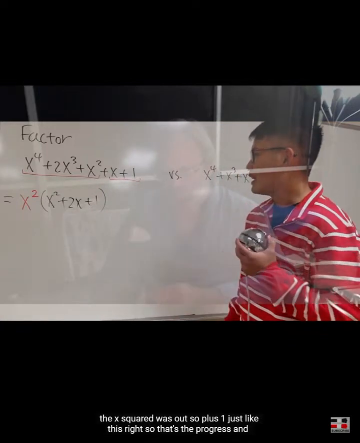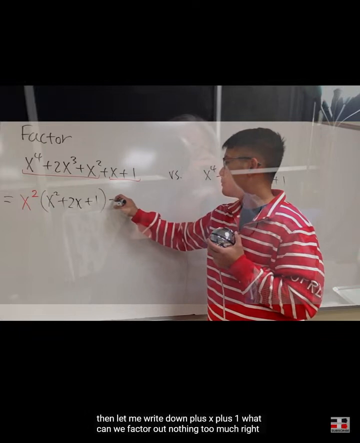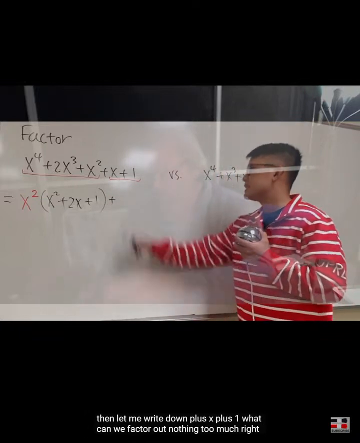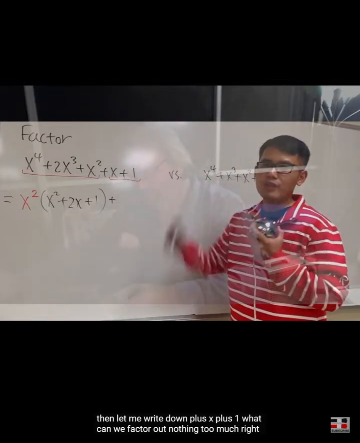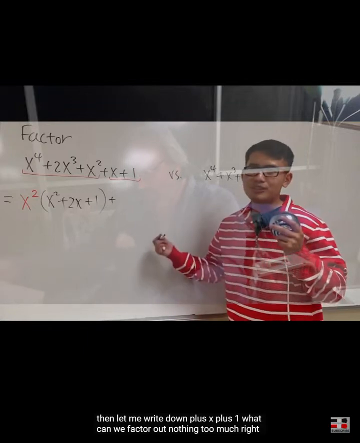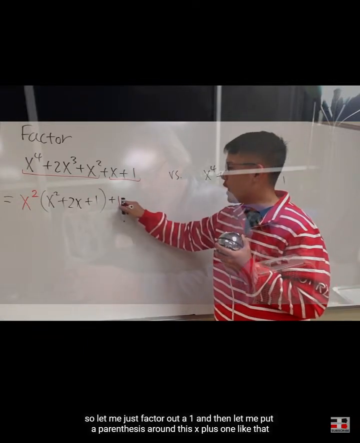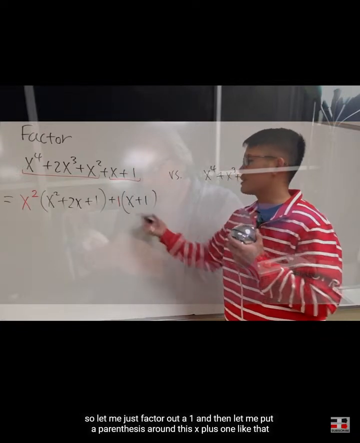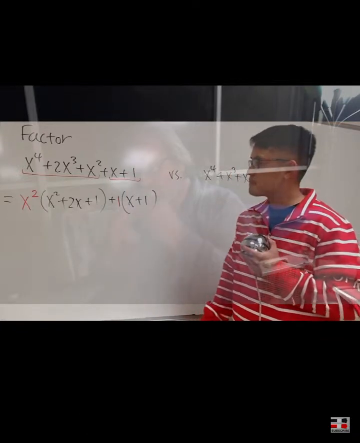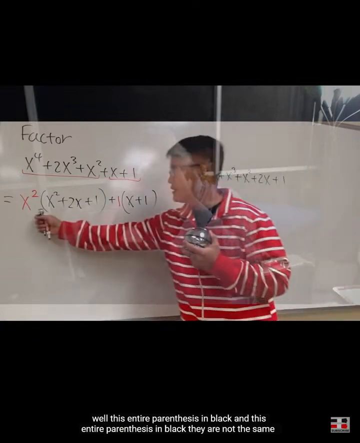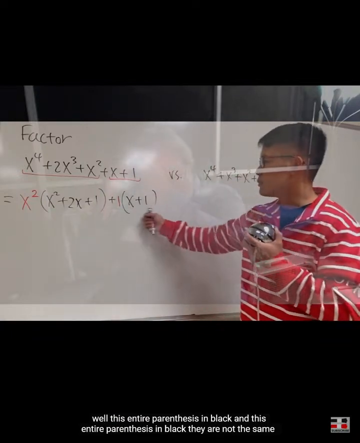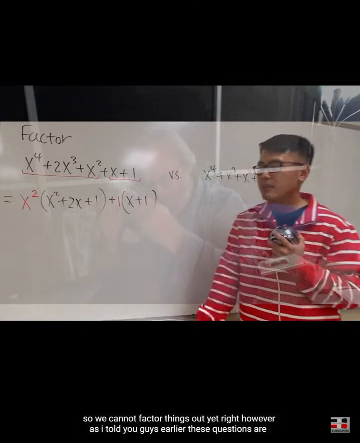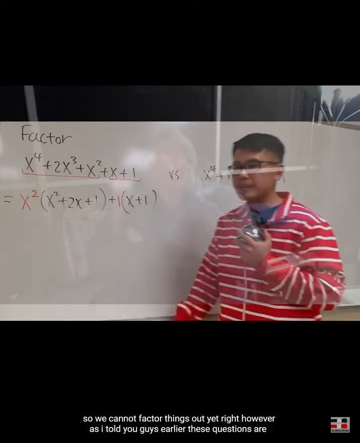So that's progress. And then let me write down plus x plus 1. What can we factor out? Nothing too much, right? So let me just factor out a 1, and then let me put a parentheses around this, x plus 1, like that. Well, this entire parentheses in black and this entire parentheses in black, they are not the same, so we cannot factor things out yet, right?